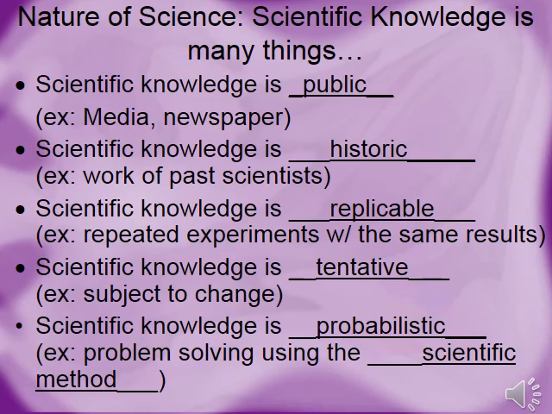Scientific knowledge is many things. It's public, it's historic, it's replicable, it's tentative, it's probabilistic. So you'll see science in the media and the newspaper. We work on the work of past scientists to help advance the future of science. We make sure that experiments are repeatable and we get the same results. And it's tentative, it changes all the time.